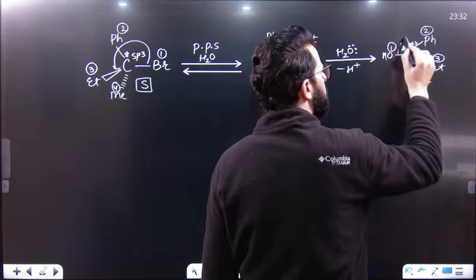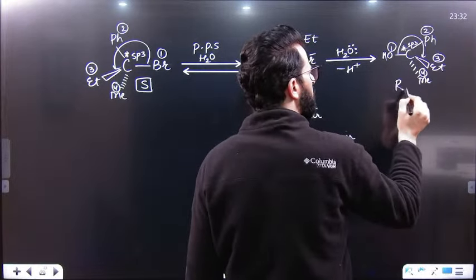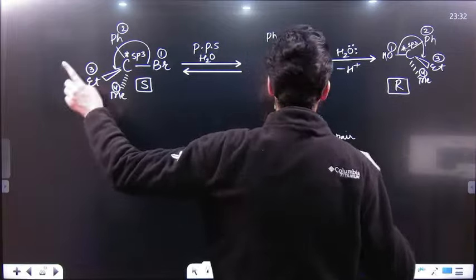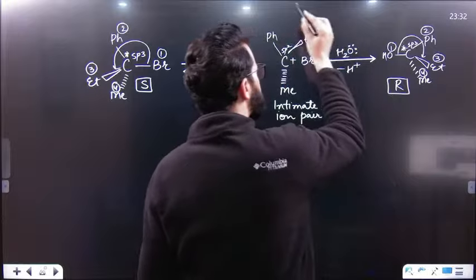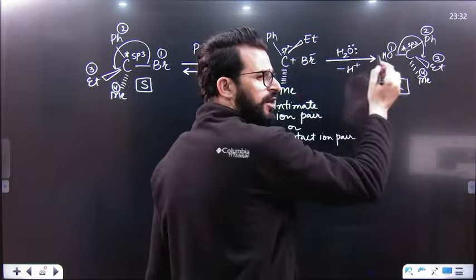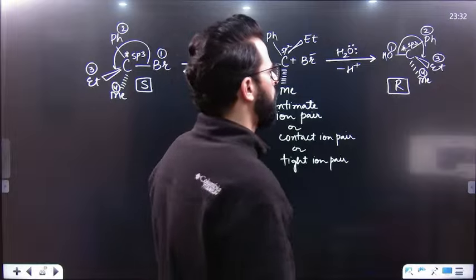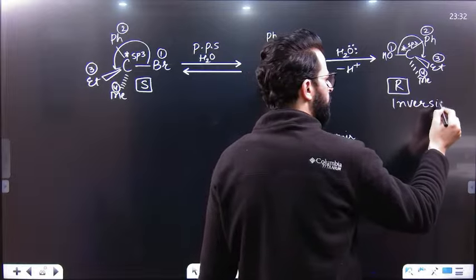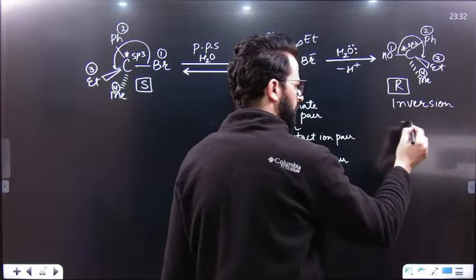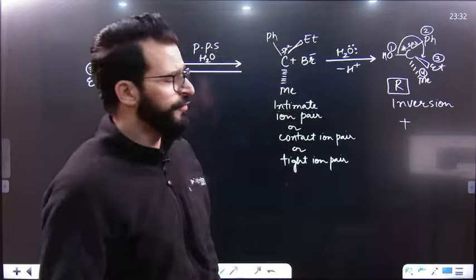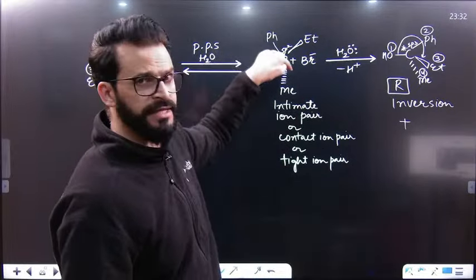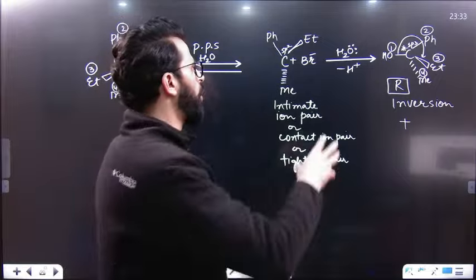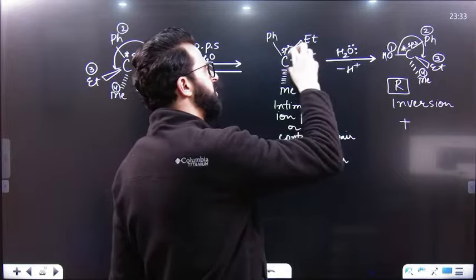That means configuration of chiral center has been changed from S to R. So due to backside attack, configuration has been changed. So we call this as inversion product. Backside attack results in the formation of inversion product. Now, first of all, only inversion will take place. After some time, water or solvent will separate these ion pairs.